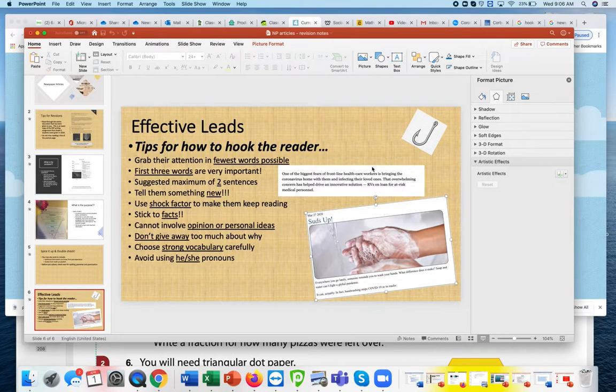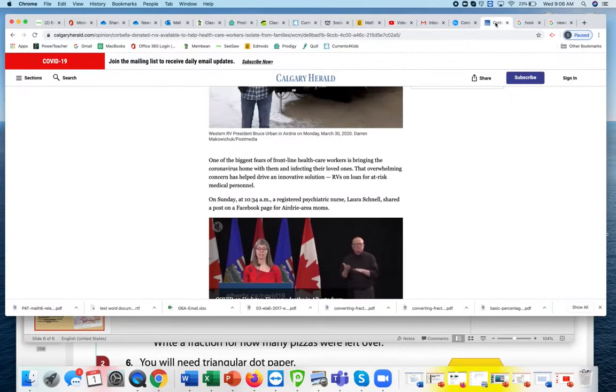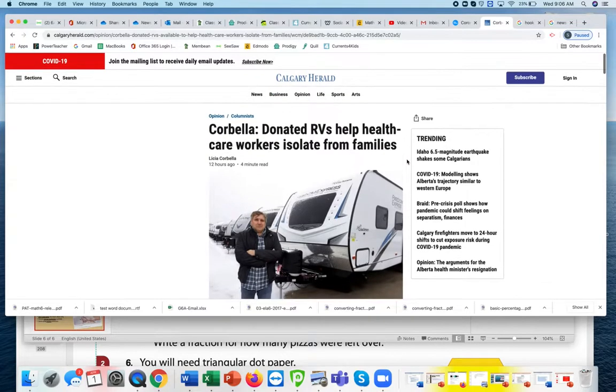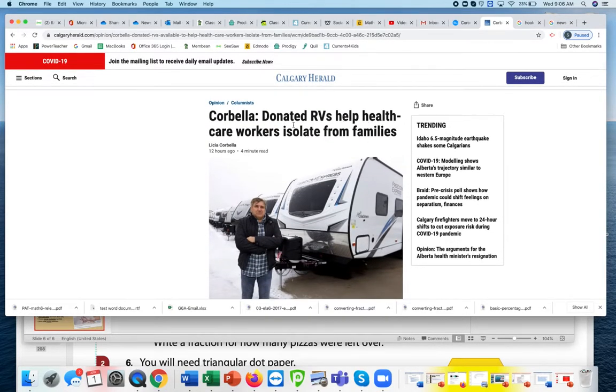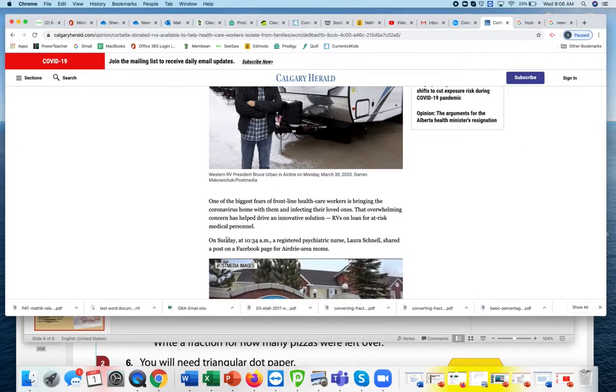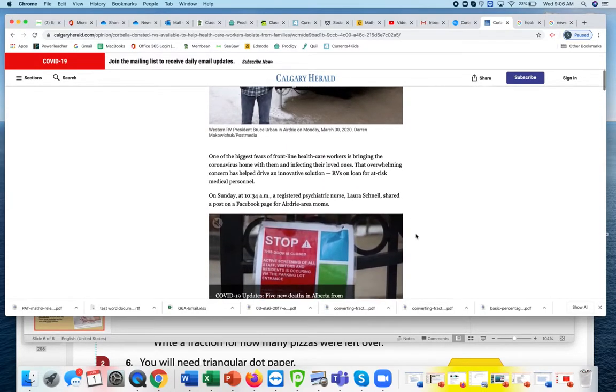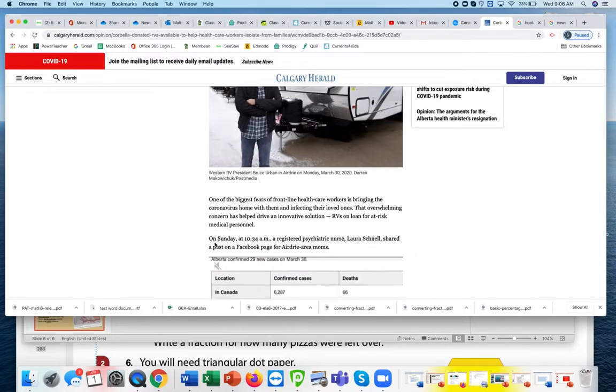I'm going to show another example of this actually. So this is one I found. Donated RVs help healthcare workers isolated from families. Okay, so there we go. Then they go into a little bit more. On Sunday at 9:34 a.m., a registered nurse, Laura Chanel, shared a post on Facebook for Airdrie area moms. So there, we wouldn't want to say on Sunday to begin up here. That wouldn't be as strong.